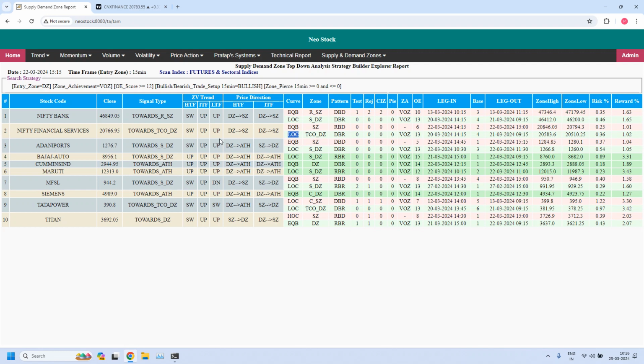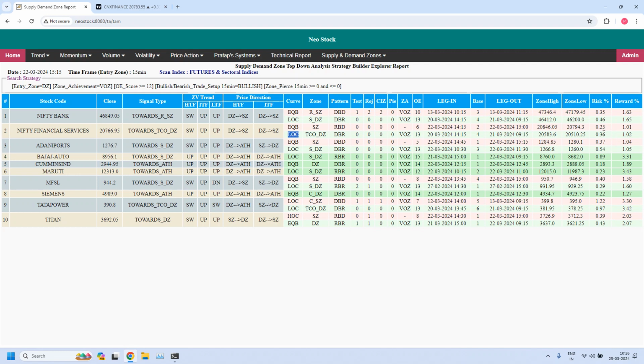And look into the trend. 15 minutes trend is up, 75 minutes trend is up, and the daily trend is sideways. That's why it is a bullish trade setup. Price directions, everything is in our favor. And what about RR? We have almost 1:3 RR.